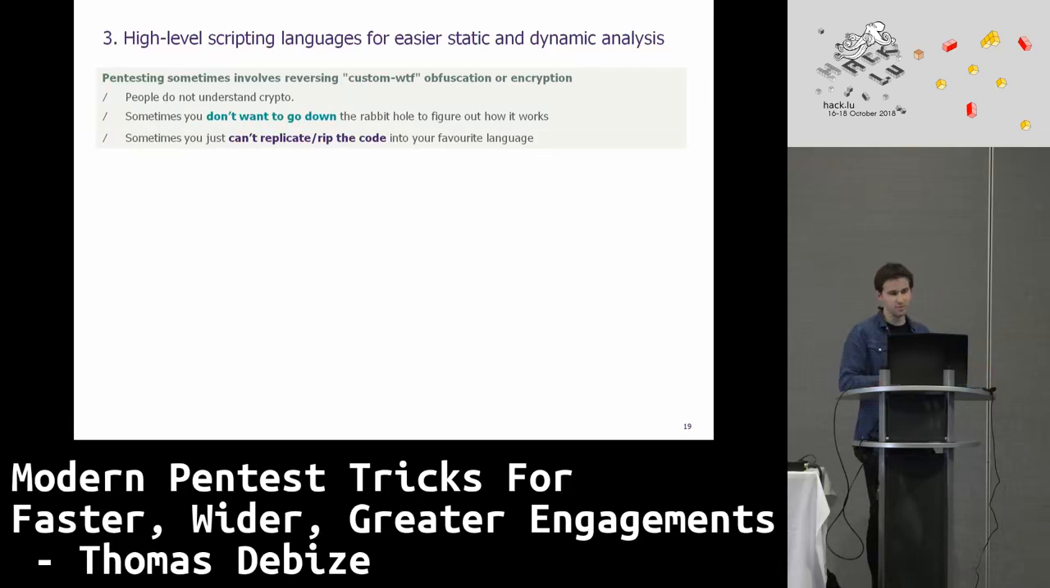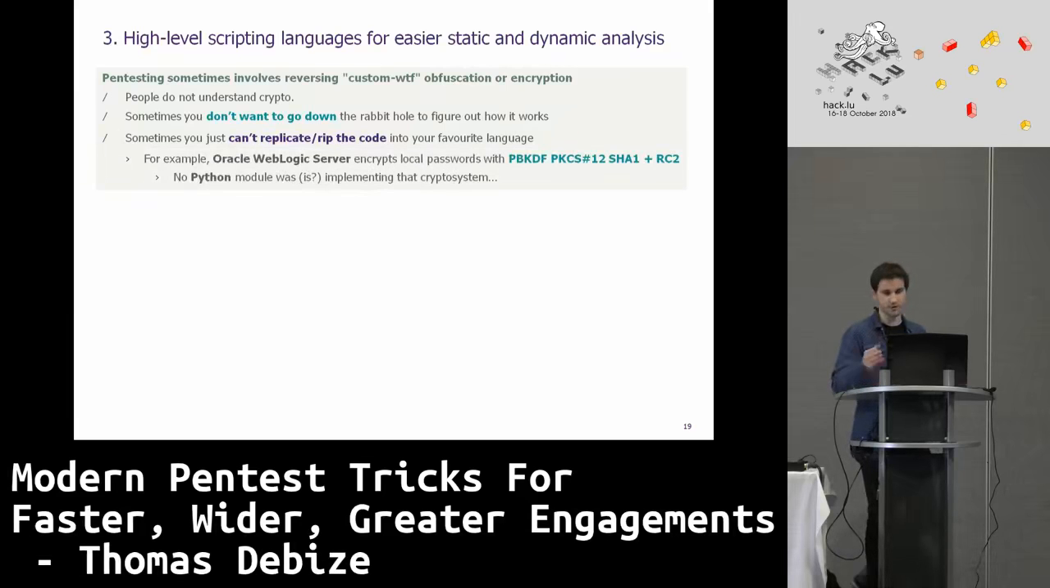Sometimes you cannot just replicate and rip the code into your favorite language. For example, I was looking at how Oracle WebLogic Server encrypts its local password. It's using PBKDF, PKCS12, SHA-1 plus RC2. If you know the crypto system and want to replicate it in another language, you need your favorite language's module to perform it. But at the time, no Python module existed to support that crypto system.